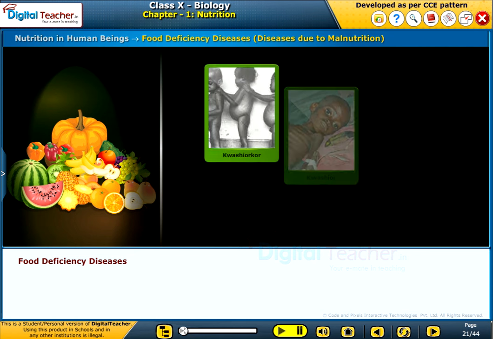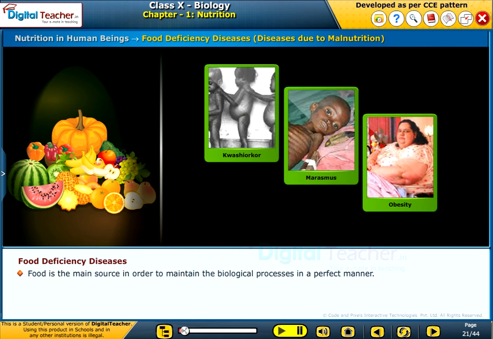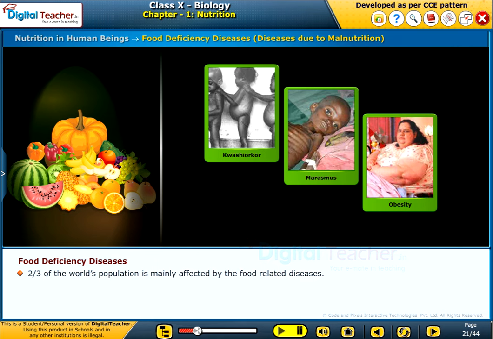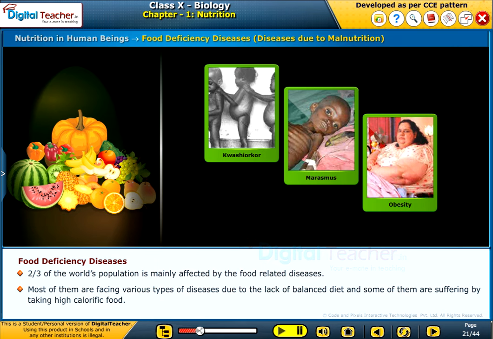Food deficiency diseases. Food is the main source in order to maintain the biological processes in a perfect manner. To protect our body from food deficiency diseases, proper diet should be taken. That is, the balanced food which contains proper amount of carbohydrates, proteins, vitamins, mineral salts, and fats. Two-thirds of the world's population is mainly affected by food-related diseases. Most of them are facing various types of diseases due to the lack of balanced diet, and some of them are suffering by taking high calorific food.